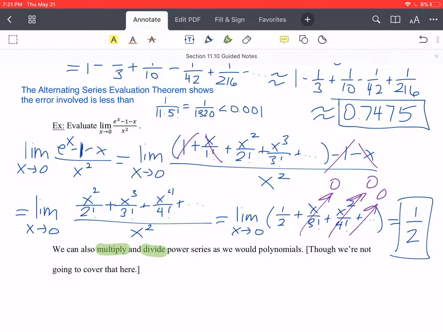So that brings us to the end of section 11.10. So only one more section to go, pretty short one, thankfully. Just finishing up our conversation on Taylor and Maclaurin series.